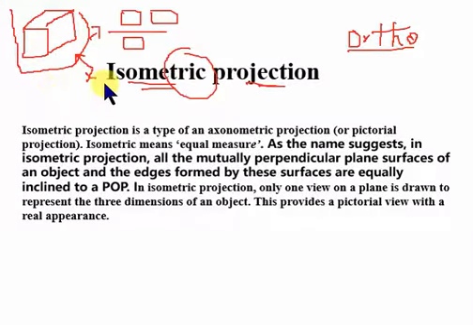Not only that, isometric projection is a projection in which you can see all three views of an object simultaneously. For instance, if I draw a particular cube like this, I am drawing a cube again. The reason we always draw a cube is that it is very easy to understand. Now look here. This is the front view of the object, this is the side view of the object, and this is the top view of the object.